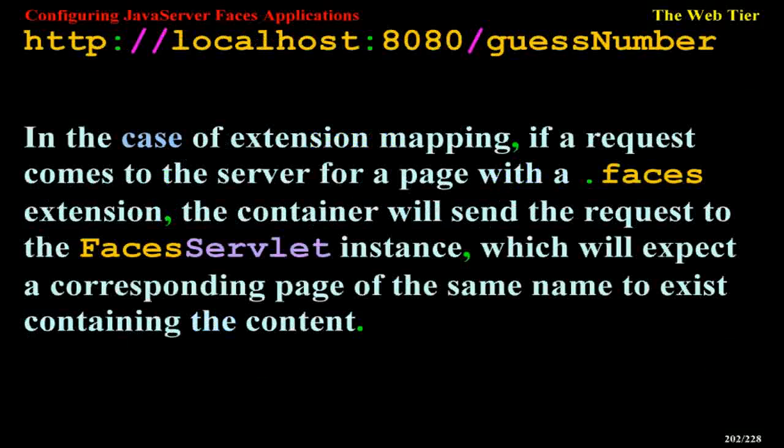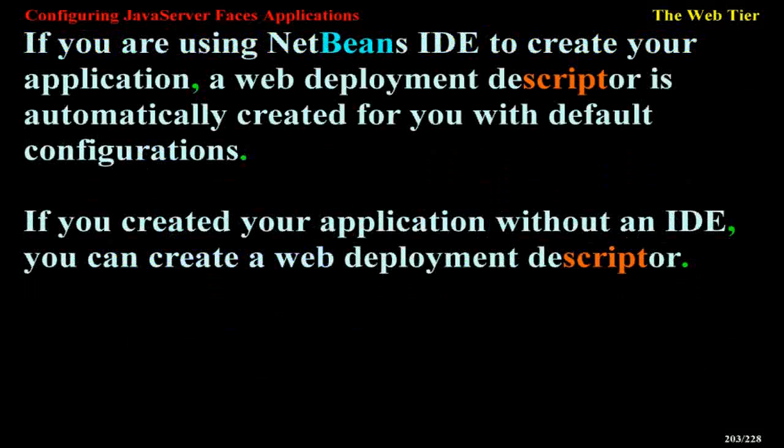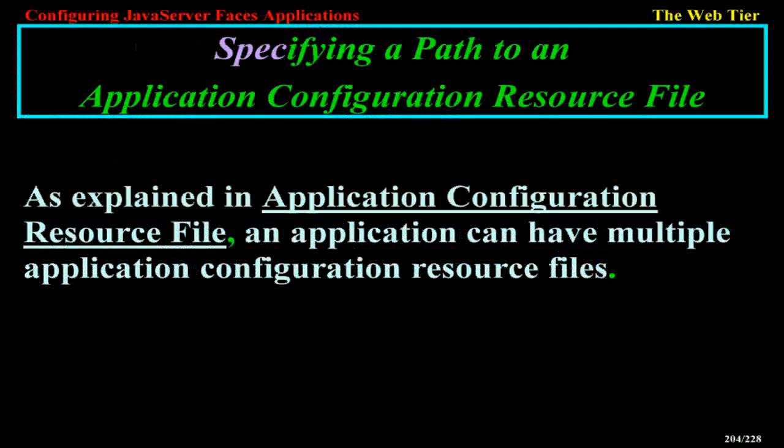In the case of extension mapping, if a request comes to the server for a page with a faces extension, the container will send the request to the FacesServlet instance, which will expect a corresponding page of the same name to exist containing the content. If you are using NetBeans IDE to create your application, a web deployment descriptor is automatically created for you with default configurations. If you created your application without an IDE, you can create a web deployment descriptor, specifying a path to an application configuration resource file.